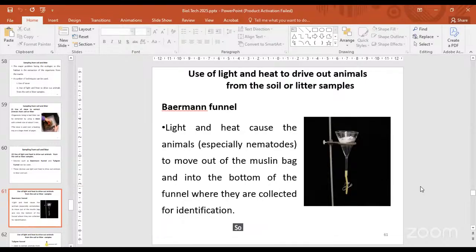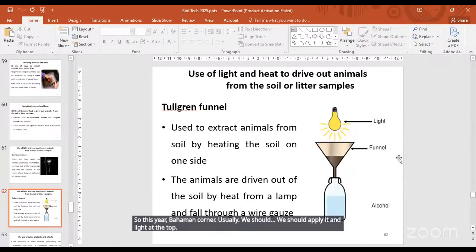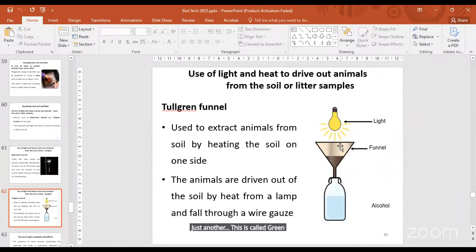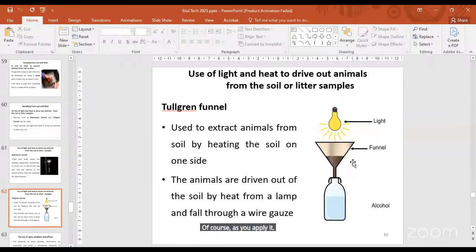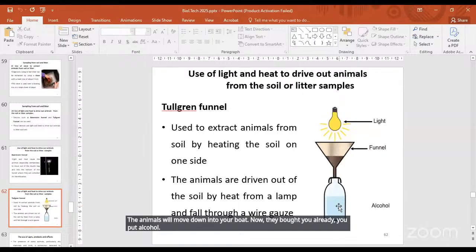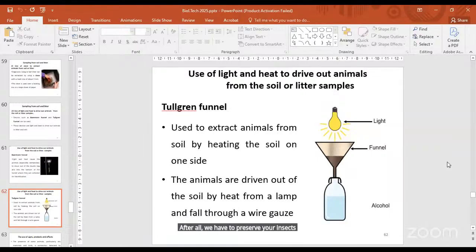So this is a Berlese funnel, in which you apply heat and light at the top. This is a Tullgren funnel. The same design, but different apparatus. This is a funnel, this is the soil, and then you apply this soil. This is a source of light and a source of heat. Of course, as you apply it with higher intensity, the animals will move down into your bottle. Now, in the bottle you already put alcohol. Alcohol will help to preserve your insects for further studies.